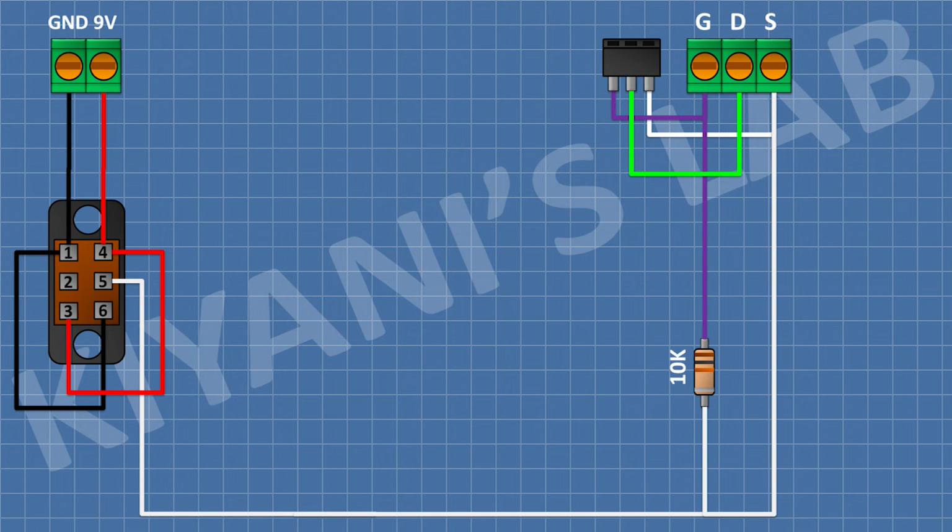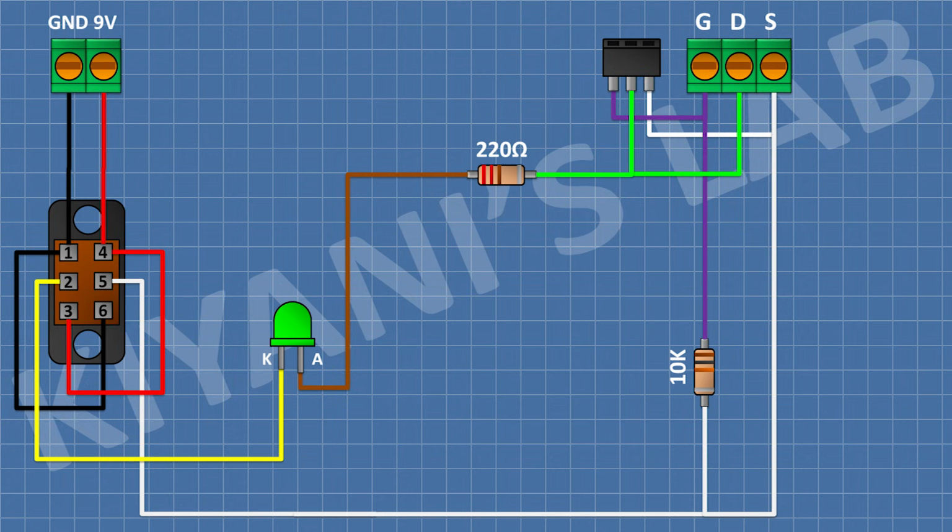Now connect a 10K resistor and connect its one pin to pin number 1 of the 3-pin terminal block and its other pin to pin number 3 of the 3-pin terminal block. Now connect a 220 ohm resistor and connect its one pin to pin number 2 of the 3-pin terminal block. Now connect the green LED and connect its anode to the remaining pin of the 220 ohm resistor and its cathode to pin number 2 of the switch.